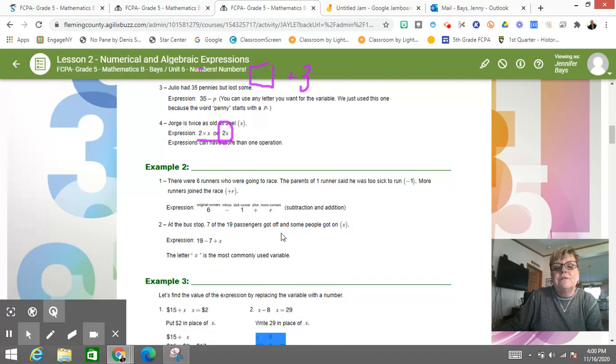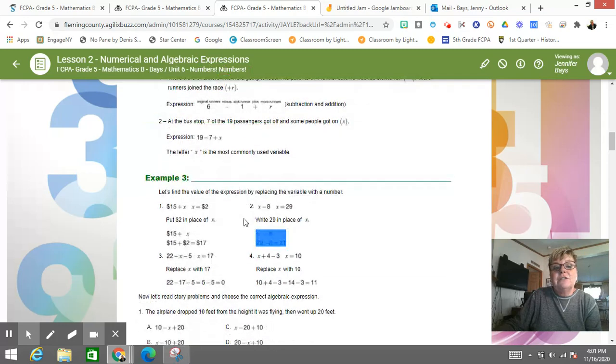Look at this example. There's 6 runners who are going to a race. The parents of one runner said she was too sick to run. More runners joined the race. So we know they started with 6. 1 had to leave, so 6 minus 1. But some more joined. We don't know how many more joined, so 6 originally minus 1 that went home sick plus question mark or R or X or P or whatever variable you want to use there. That will be our expression.